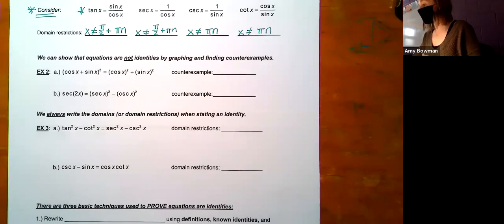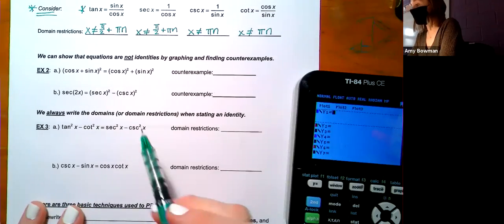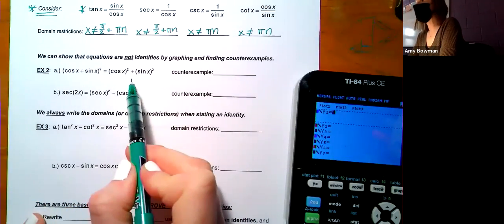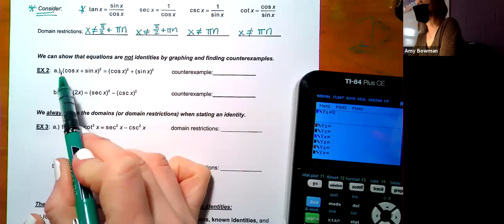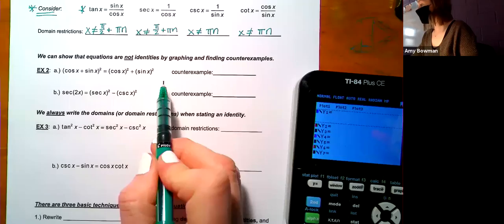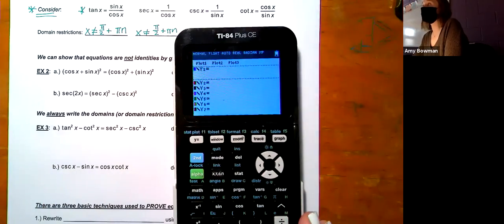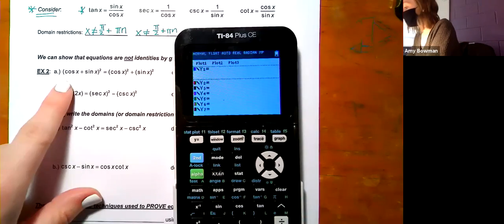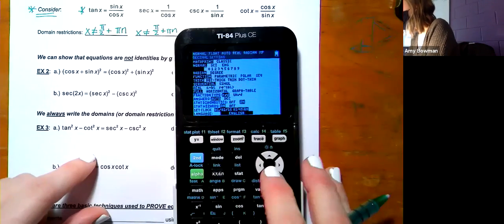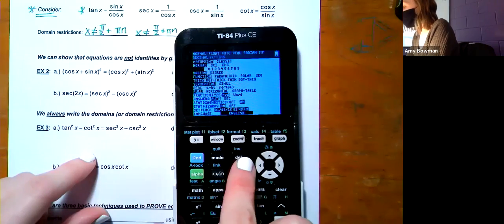So if I wanted to check to see if this was an identity, all I would have to do is graph both sides. Does this one have the same exact graph as that? So that's what you guys would do if I asked you to. I'm not going to ask you to prove anything that's not true, but if I ask you to check and see if something is an identity, make sure you're in radians if you're going to be graphing trig.